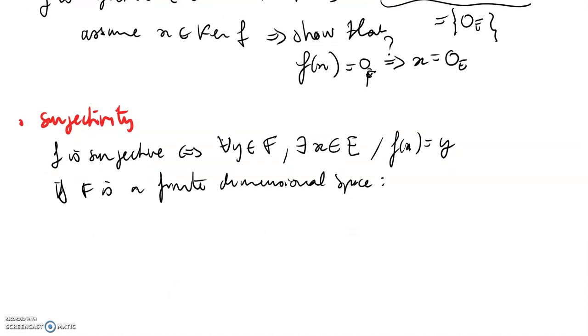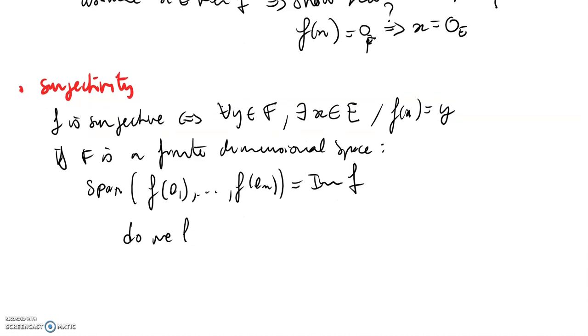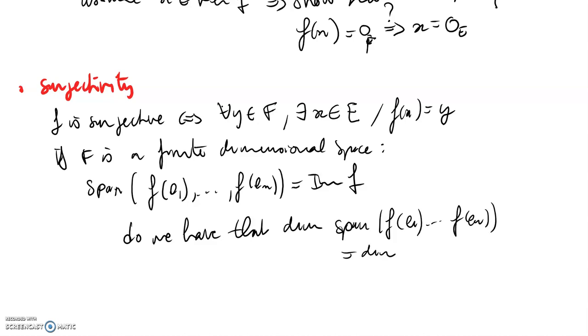So what should you do? You should look at the system of the image of a basis of E. Okay, so that's the image of F. We already saw that, and the rank of F is going to be the dimension of this system. So do we have that the dimension of the spanning set is equal to the dimension of F? Okay, that's what you should show. How many linearly independent vectors do I have in that spanning set? Do I have enough independent vectors so that I can build the whole of F?